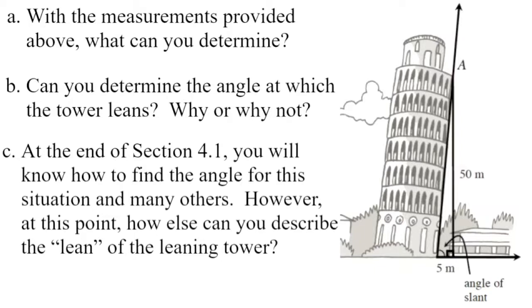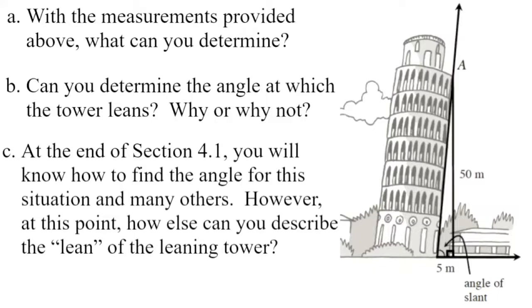Okay, so I'm going to go through these now. So for A, with the measurements provided, what can we determine? The answer is kind of not a lot. The length of the hypotenuse is the main thing we can figure out just by using the Pythagorean theorem with 5 squared plus 50 squared. But that's also not that useful in this situation. So we don't have a lot that we can really figure out given the tools that we have.